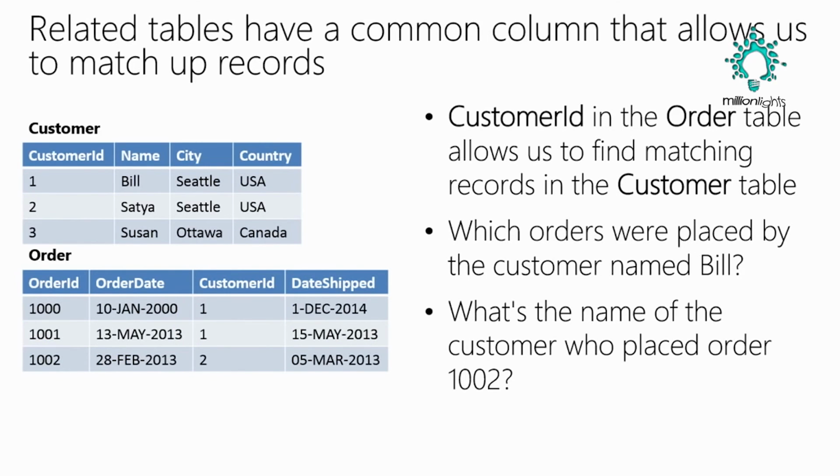And if I want to know the name of the customer who placed order 1002, then again, similar sort of concept. I just go find order ID 1002. I look up the customer ID in that record, and then I can go find out who is that customer, and that turns out that was Satya Nadella, CEO of Microsoft. Okay.